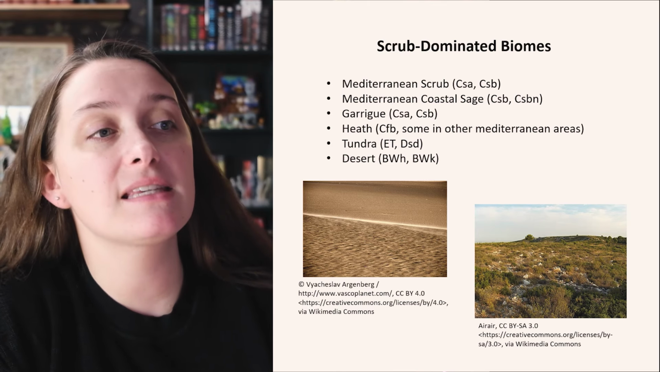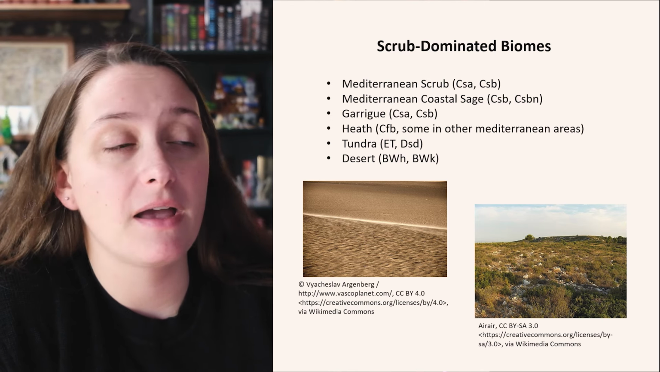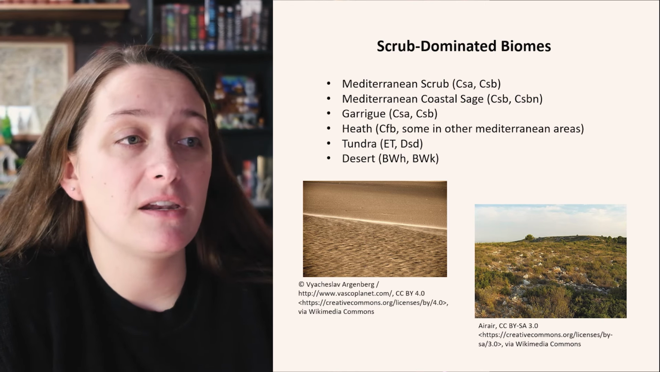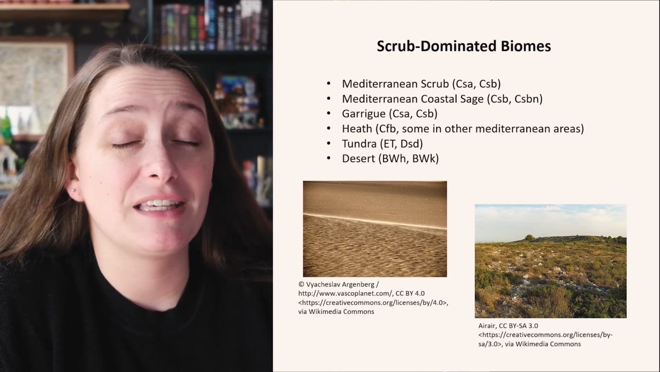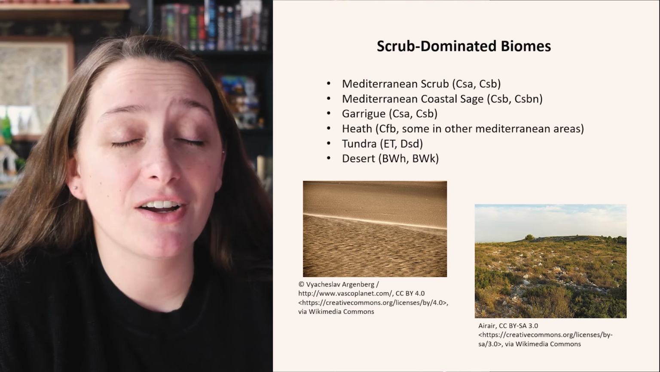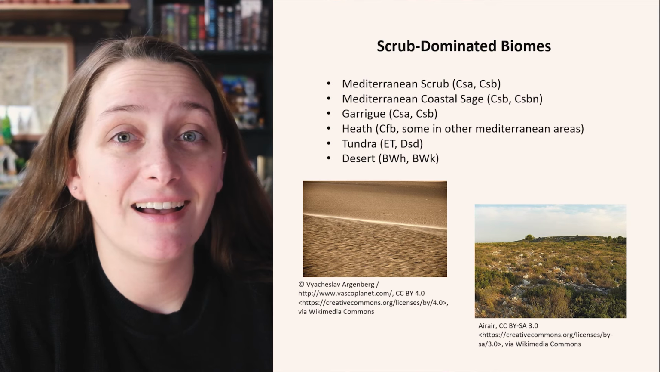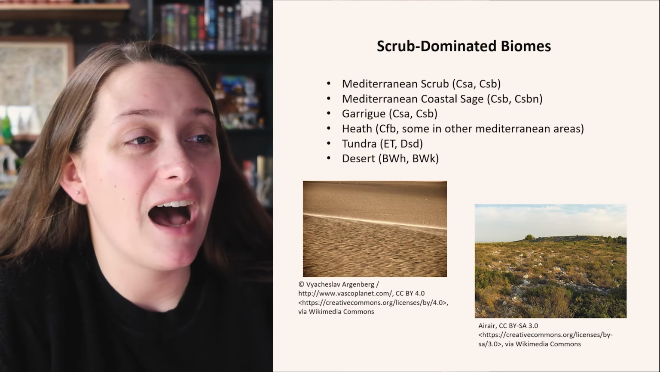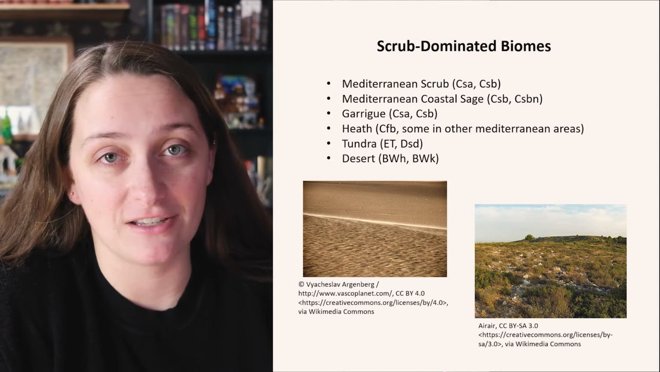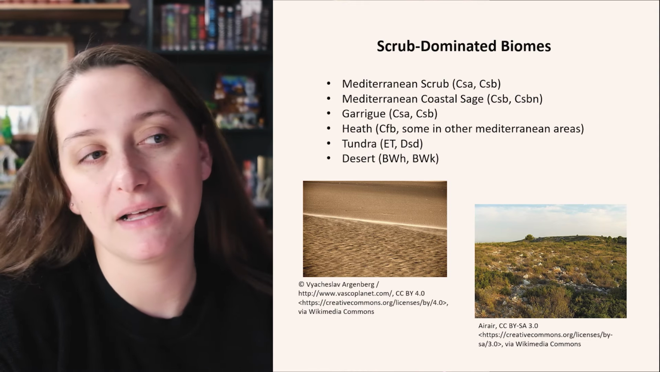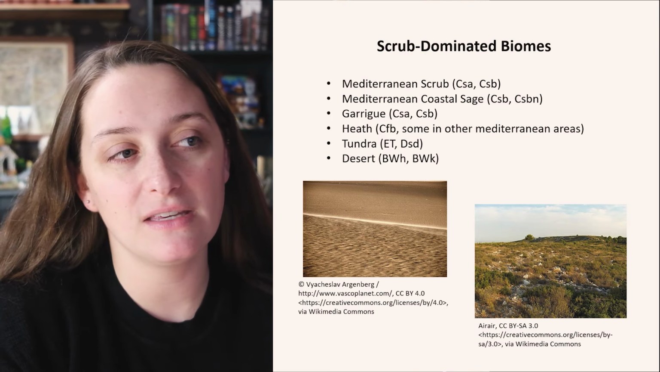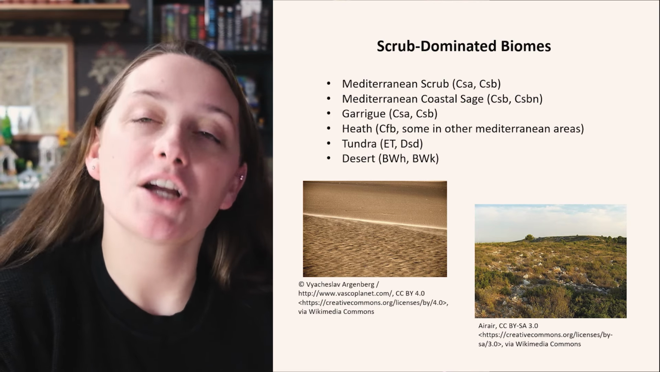So these are the 6 different types of scrub-dominated biomes that we're going to be looking at. Mediterranean scrub, Mediterranean coastal sage, garrigue? Pronunciation, I don't know. Heath, tundra, and desert. And I have here some of the most common climate classifications that you find each of these in, but in general, they're going to be pretty dry.